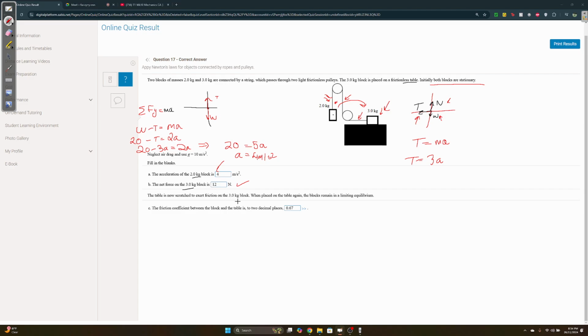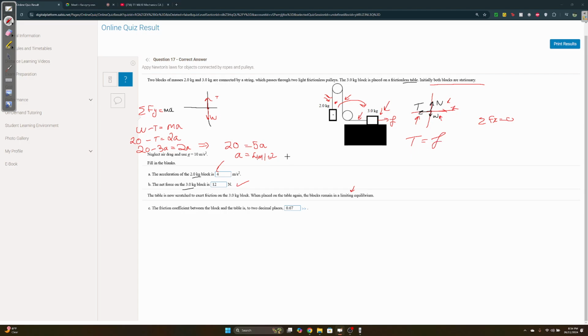The table is now scratched to exert friction on the 3 kilogram block. When placed on the table again, the block remains in limiting equilibrium. What is the coefficient of friction? If it remains in limiting equilibrium, you have this friction force over here, F. So that means T is equal to F, because it's staying in equilibrium, so sigma Fx is equal to 0. You have this F here. So T is equal to F.